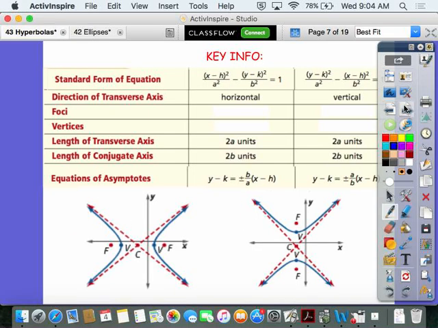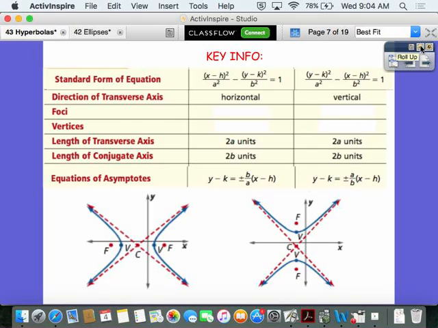Here is some key information that you need to know. Follow along with me as I explain this. First, we'll start with the standard form of the equation. Very similar to an ellipse, but with a few differences. For a horizontal transverse axis, you have (x minus h) squared over a squared, minus (y minus k) squared over b squared, equals 1. One key difference compared to an ellipse, what's one difference that you see?